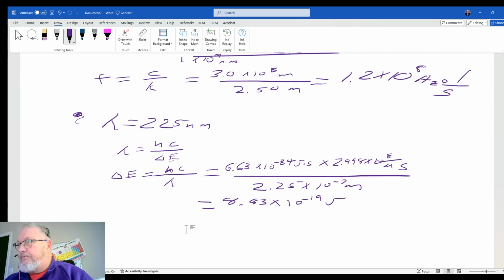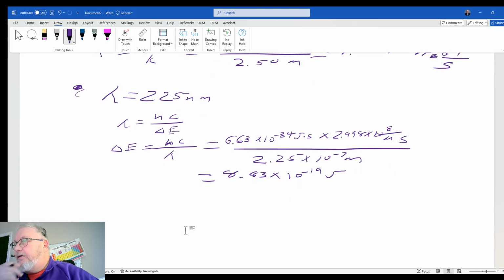All right, so I can find delta E if I have lambda. I can find frequency if I have lambda. Let's look at another one. What is the energy of a photon? Oh, no, I did that one. Okay, so that's really all the math we're going to need to know. Again, now let's go on to the quantum world.